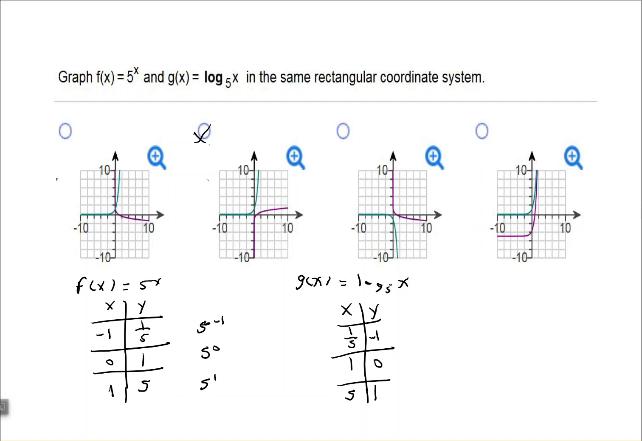Again, with the logarithmic function, we have the vertical asymptote of x equals 0, the y-axis, you can see here. We also have a domain of 0 to infinity, and a range of negative infinity to positive infinity.